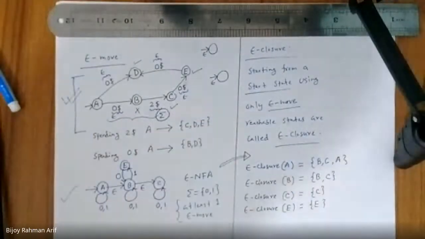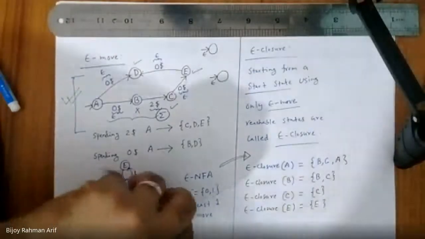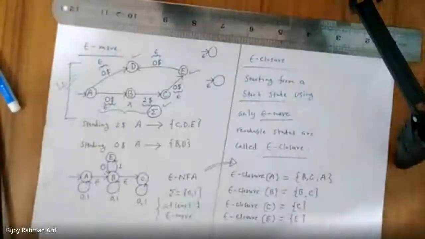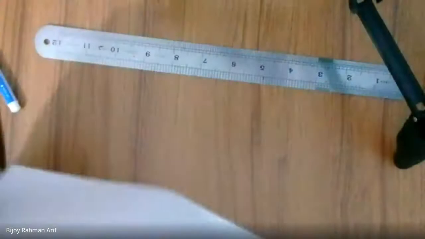We are playing the same game. Now tell me, what would be the strategy? How can I convert from epsilon NFA to NFA? What would be the strategy?